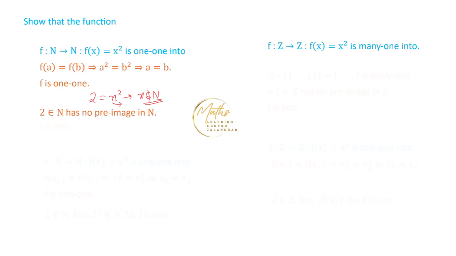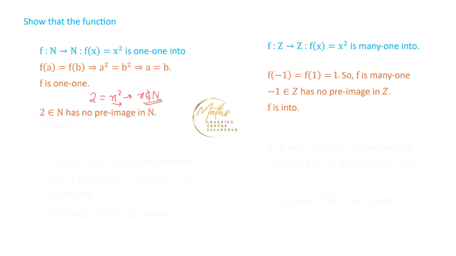We have to prove that this function is many-one and into. To prove that it is many-one, there are two elements, -1 and 1, such that f(-1) is equal to f(1), which is equal to 1. So this proves that this function f is a many-one function. And to prove that it is into, there is an element -1 in Z that has no pre-image in Z. That is, there is no integer for which x square is equal to -1. So this function f is an into function.